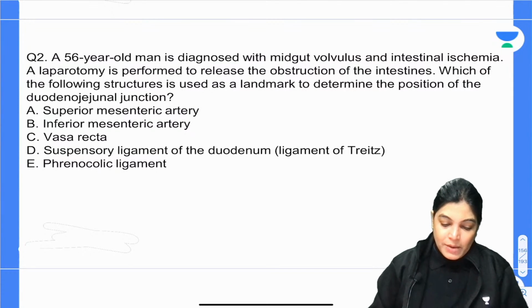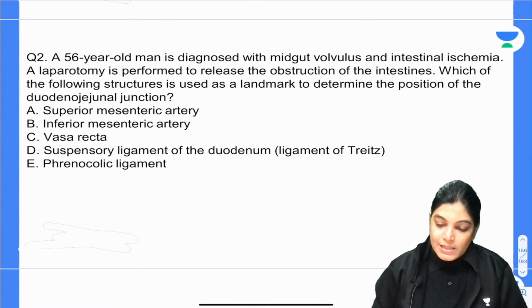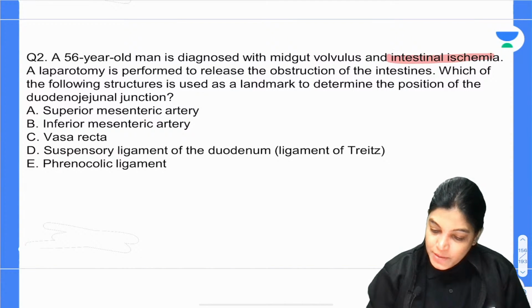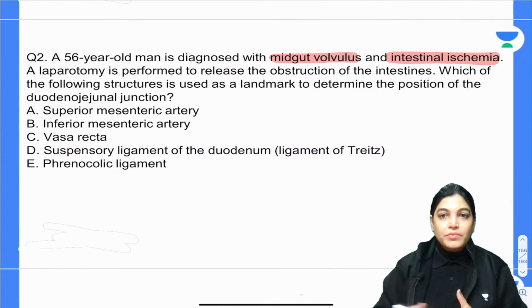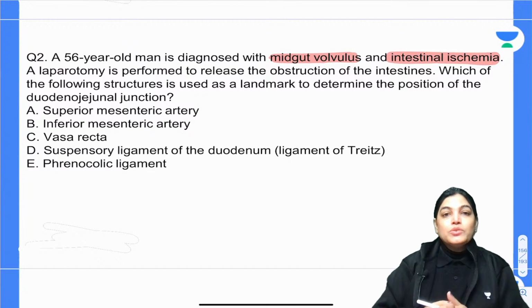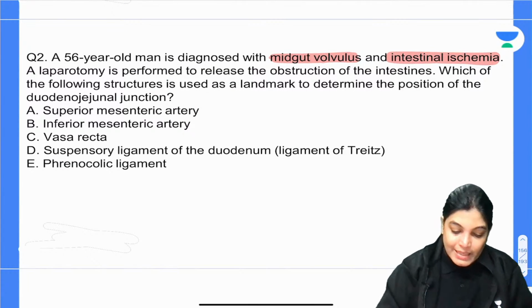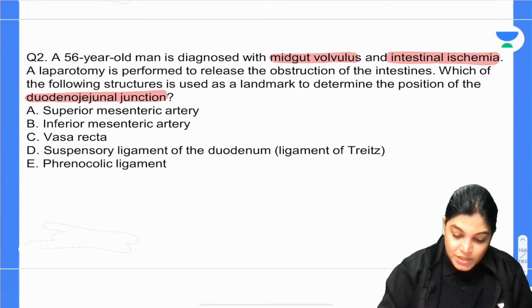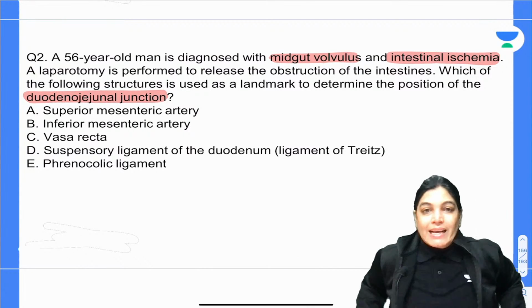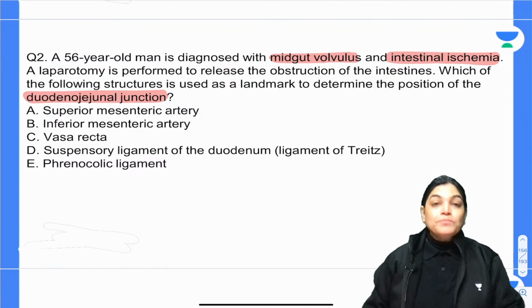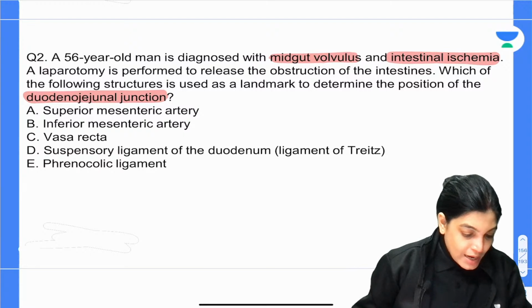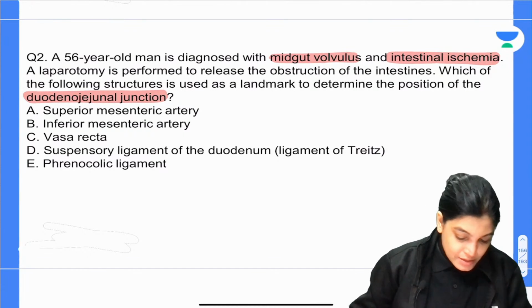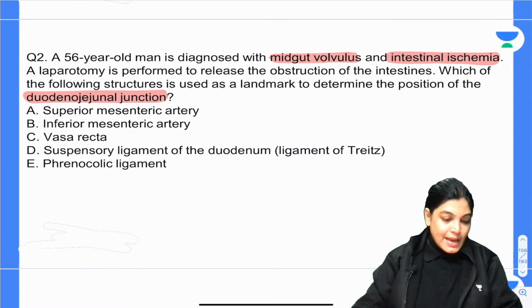Okay, so let me mark the key points. This is a case of intestinal ischemia and midgut volvulus, and we have to find out the obstruction of intestine. So, which of these will be used as a landmark to determine the position of DJ junction, duodenum and jejunum junction? So, again this is a clinical question, but exactly the anatomical position or the important structure attached to duodenojejunal junction has been asked. So, Ajay Selva has given his answer. What about others?